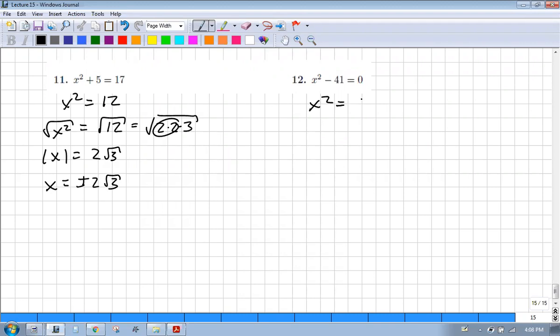For number 12, add 41 to both sides. Square root. I don't think we can do anything with 41, can we? 41. Nah, we'll just leave it like that. These are our answers.